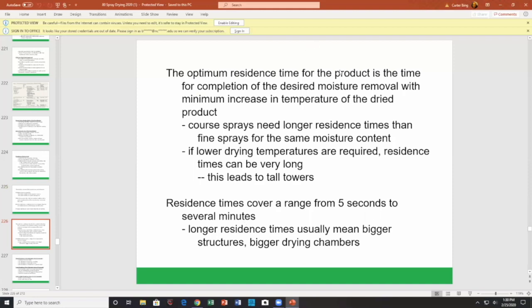Optimum residence time for a product is the time for the completion of desired moisture removal with the minimum increase in temperature of the dried product. The longer it's in there, the more likely it will heat up. It's sort of like if I take French fries, I've dried the French fries by boiling off the water in a fryer, right? So now the French fry has lost a lot of moisture and it's dried, and now it starts to brown. And it browns because it's at a higher temperature. It's no longer being protectively cooled by the evaporating water, and the temperature of the French fry increases and increases some more. And I get the burning reactions on the surface.